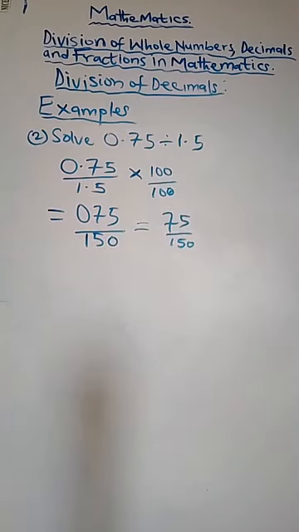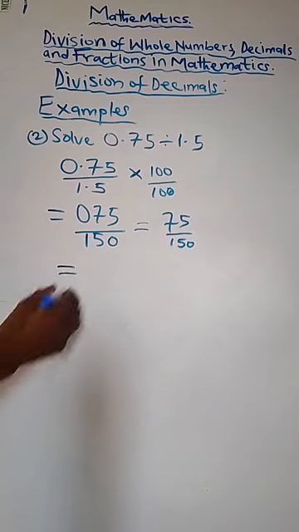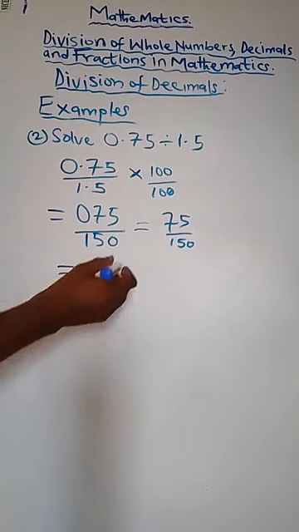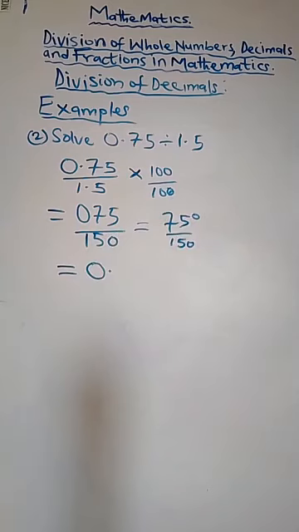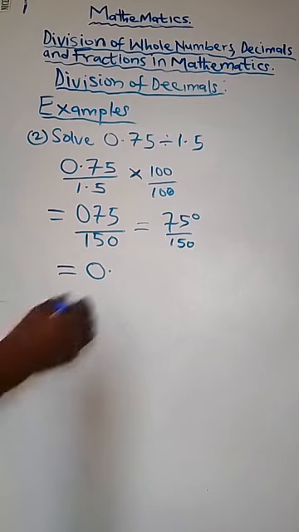Then we start asking the right question. How many 150 can we get in 75? It's not possible. That would be 0 point. So this will give us power to be able to write 0 here. This is now 750. Then how many 150 can we get in 750? That is 5. You can check it.